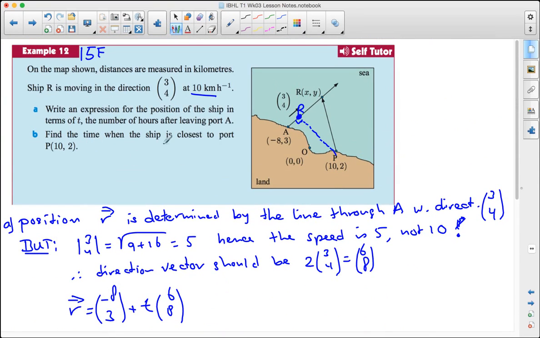After 1 hour, the ship is closest to port, which is in point P, because the distance from this line to this point will be the shortest distance, and that's the vector PR.